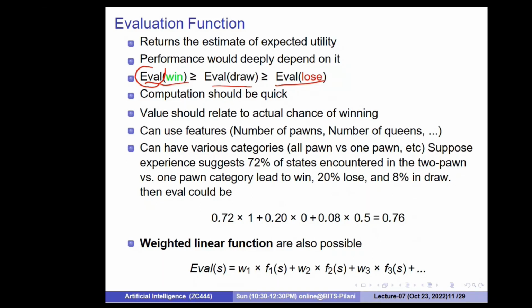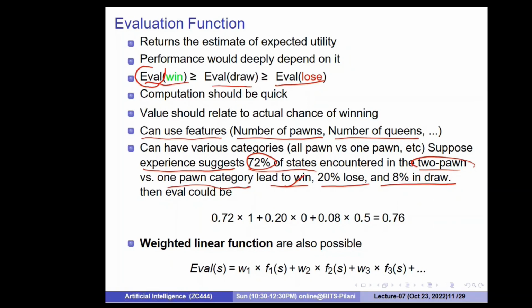One such example, as I told you, is that we can use features from the board position, such as how many pawns there are, how many queens there are, etc. And we can have various categories. Suppose that experience suggests that 72% of the states encountered in the two pawns versus one pawn category lead to a win, 20% lead to a loss, and 8% lead to a draw.